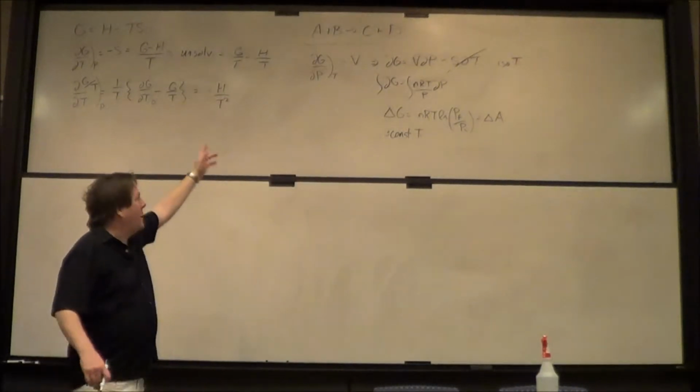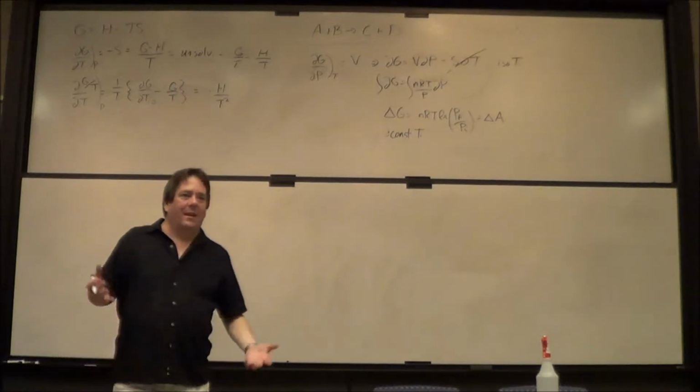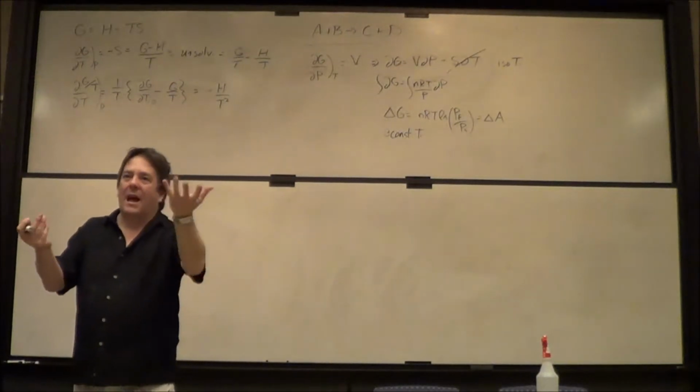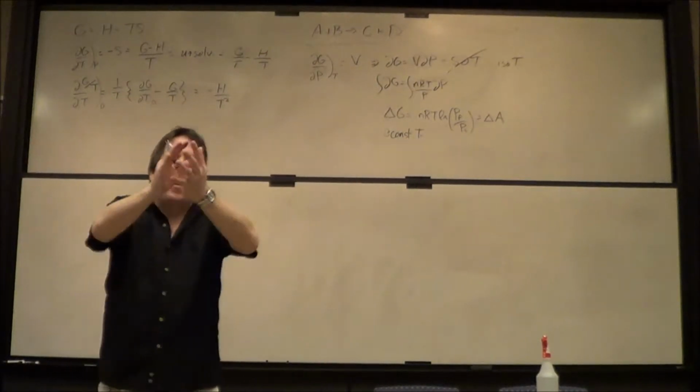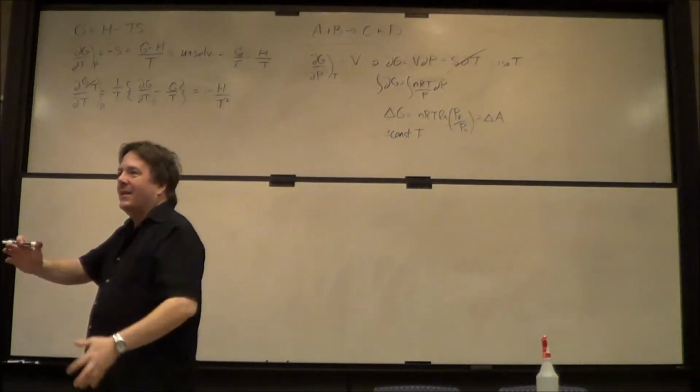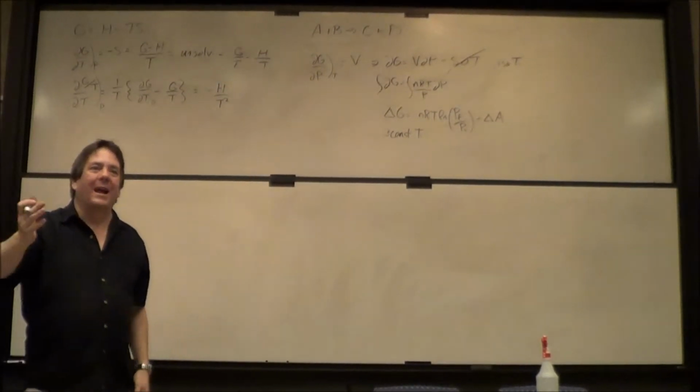Now, if A and B are going to react to form C and D, are they pure? I have A, I have B, I want them to react. What do I do? Mix them. Right, I have to mix them. So does that delta G apply anymore?